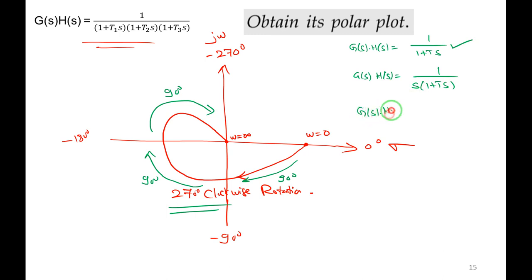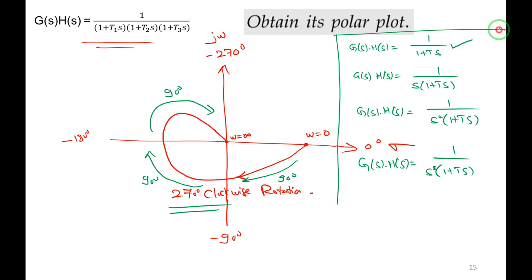For g of s into h of s equal to 1 by s square into 1 plus ts, I am adding two poles at origin. Next, g of s into h of s is equal to 3 poles at origin, s cube into 1 plus ts. This is one type we have studied, right? So if I add one pole at origin, what will happen? The starting point of a polar plot will shift by 90 degree. If there are two poles, 90 into 2, 180 degree. If there are three poles, 270. It means the starting point goes on shifting by 90 degree based on the number of poles at origin. This is one category we have studied.